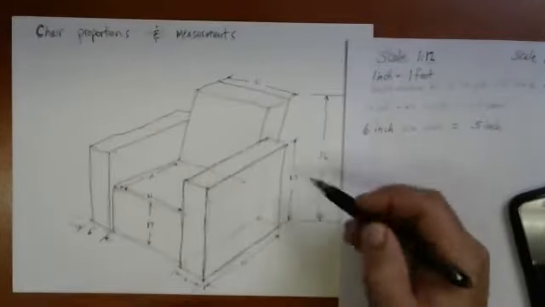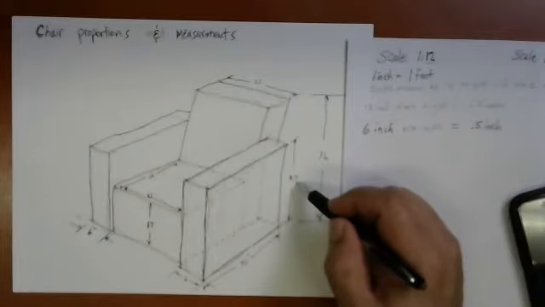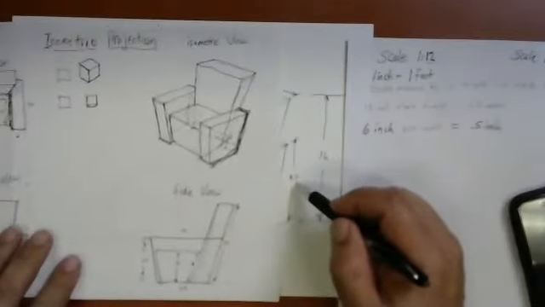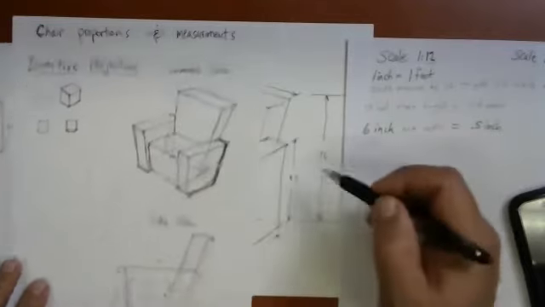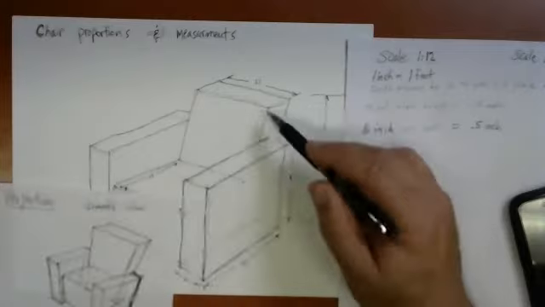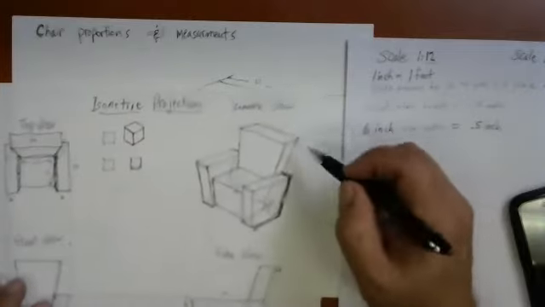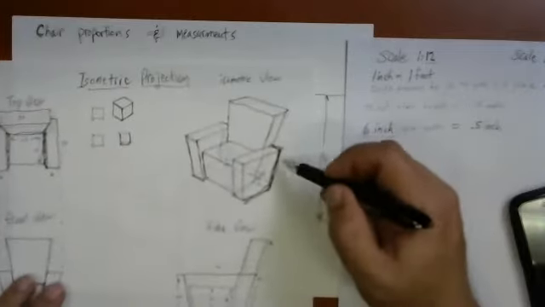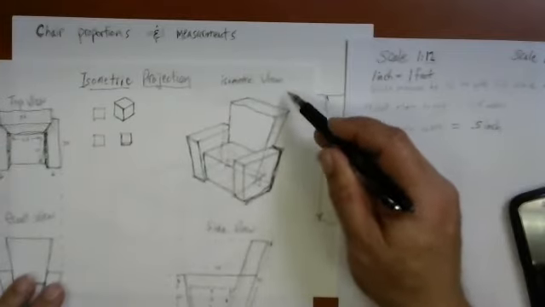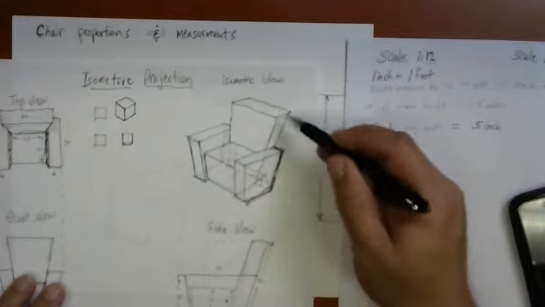What? I got to check that measurement again. I got 27 here. They're going to be anywhere from 26 to 27 inches for the arm height. And I've got 36 inches high for the back of my chair. So you're going to be anywhere from 30 to almost 40 inches tall for the chair back.